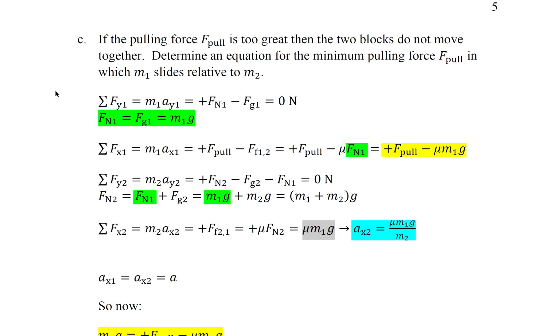And finally we get this equation here. Sigma F sub x2 equals m2 a sub x2, which is equal to the force of friction of object 2 from object 1. But this in magnitude is equal to this in magnitude. Force of friction 1,2 is equal to force of friction 2,1. So that's equal to this. And we could solve for a sub x2.